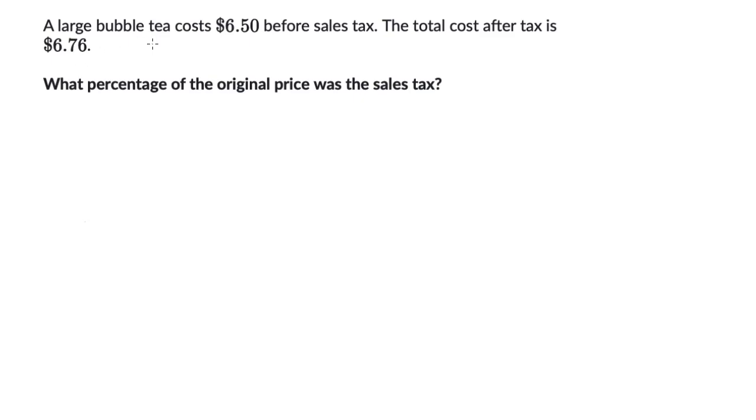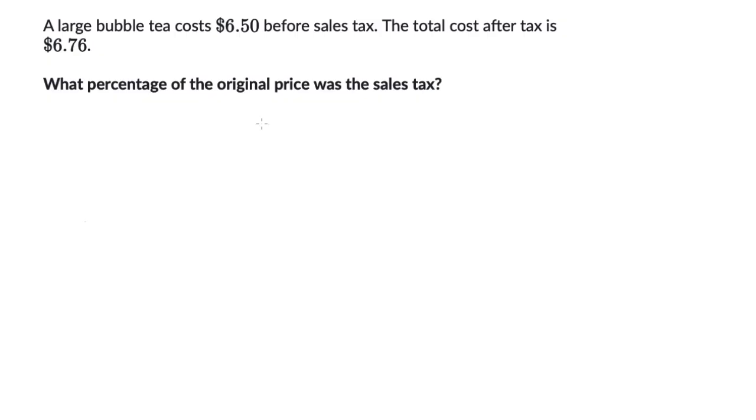We're told that a large bubble tea costs $6.50 before sales tax. The total cost after tax is $6.76. What percentage of the original price was the sales tax? Pause the video and try to calculate that.